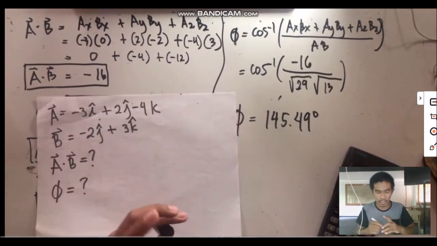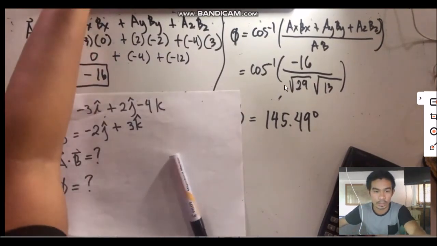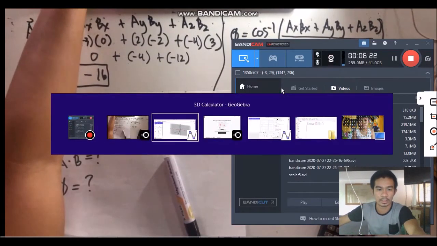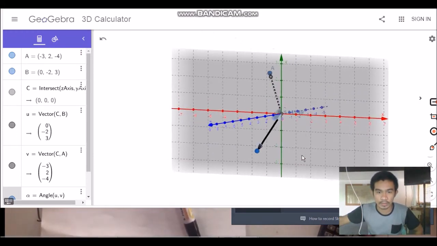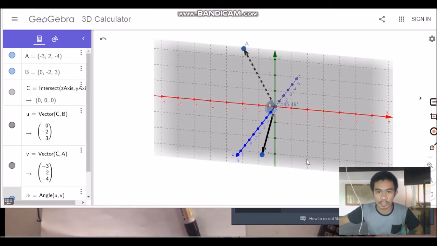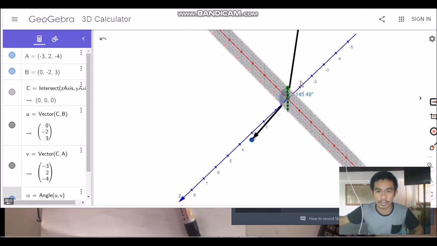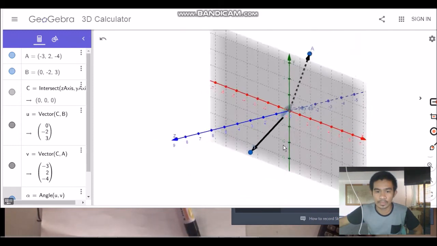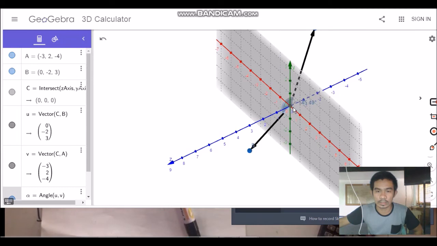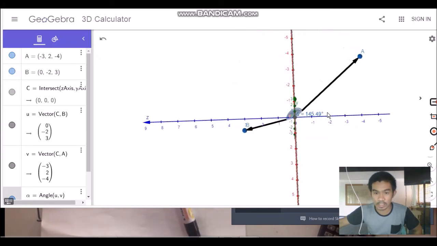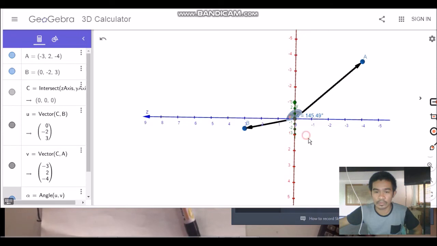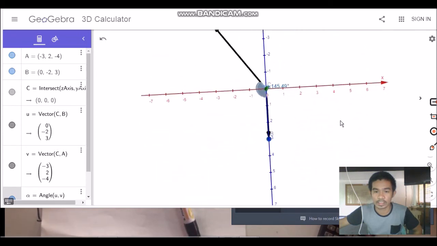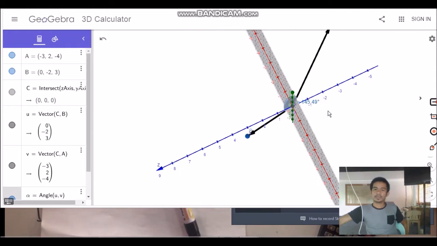So let us look at a graph of these two vectors. So this is the graph of two vectors. This is vector A, right? And we have vector B. The tails of these two vectors are at the same point, which is at the origin. And look at the angle between them. That's 145.49 degrees, right? So that is example number 2.